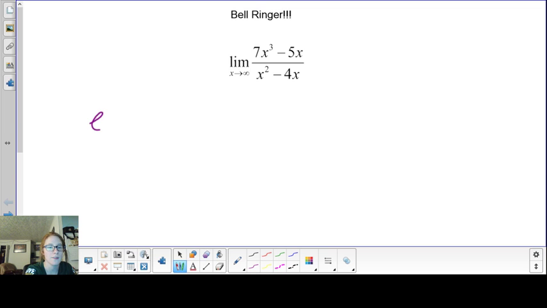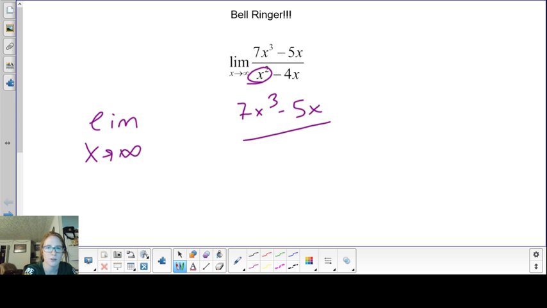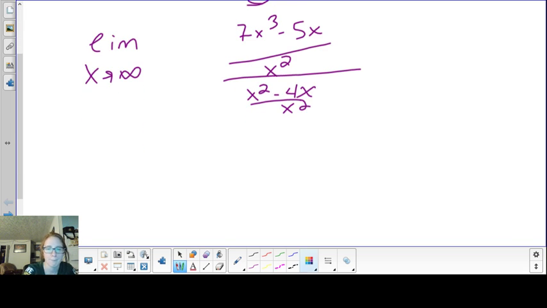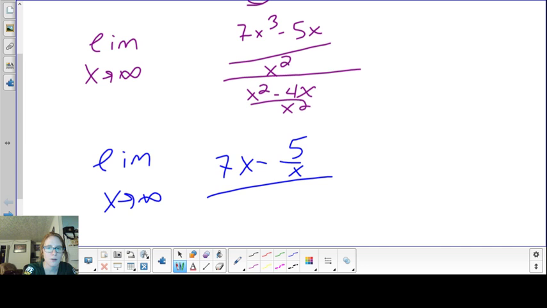Okay, so when we take the limit as x approaches infinity of this guy, we're going to go ahead and divide by the biggest on the bottom. So we're going to divide everything by x squared. So I have 7x cubed minus 5x over x squared, over x squared minus 4x divided by x squared. Let's go ahead and simplify that down. That gives me the limit as x approaches infinity of 7x minus 5 over x, over 1 minus 4 over x.